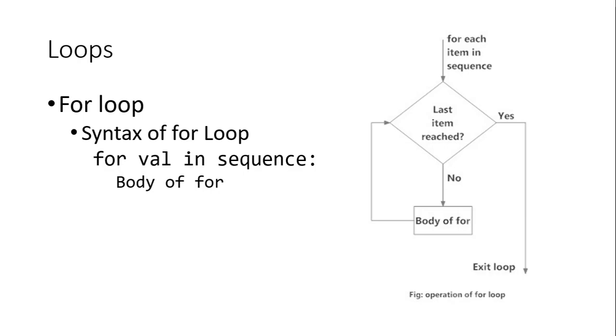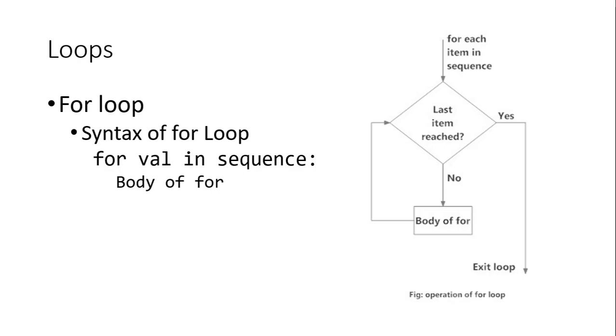The syntax is as follows: for val in sequence, body of for, right? For is the keyword, val is the iterator variable. What is it called? Val is called the iterator variable. Make a note of it. Okay, in sequence. What is sequence? Sequence can be a tuple, a range function, a list, a dictionary, a set as well. Okay, we'll see what all these things are in upcoming slides.